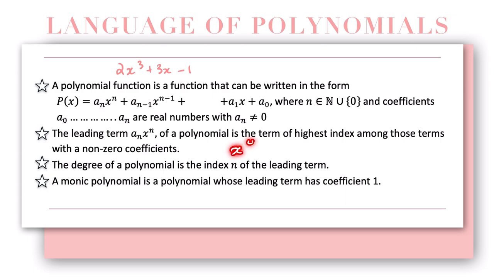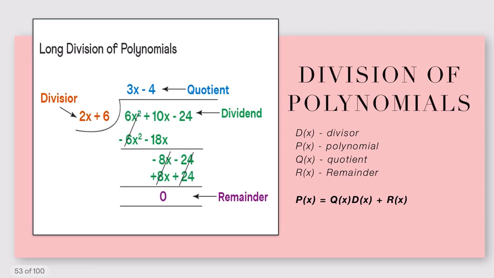So if the highest power is x to the power of 4, then that's the leading term, and then the index of that particular polynomial is to the power of 4. That's what we would call a quartic. A monic polynomial is a polynomial whose leading term has a coefficient of 1, so that we just don't see a number in front of that highest power.